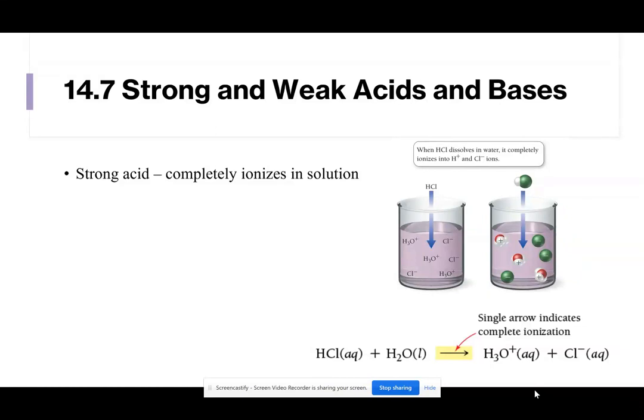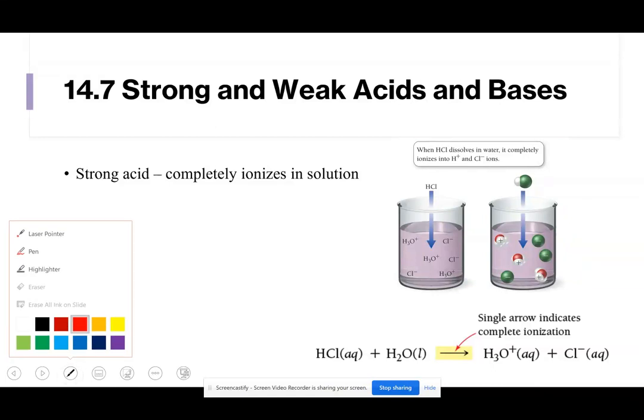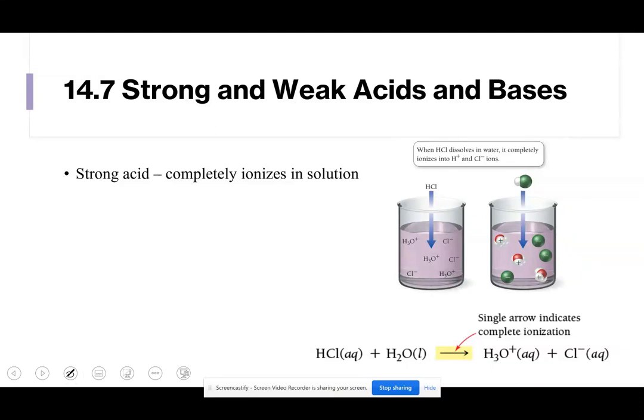Strong and weak in acids refers to the percent of ionization. So a strong acid is one that completely ionizes in solution. So if I put hydrochloric acid into water, it is completely ionized into hydrogen ions and chloride ions. It is a strong acid.